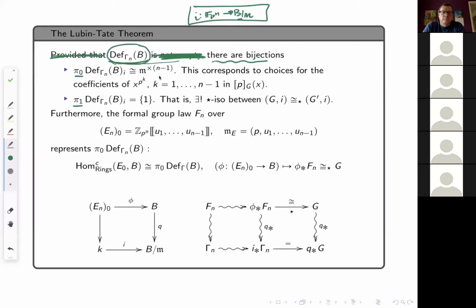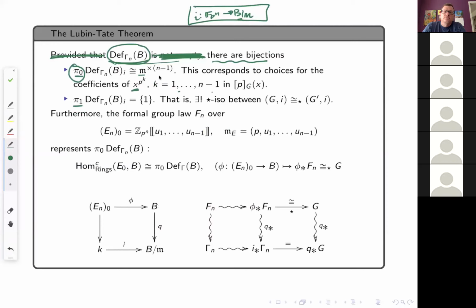And what the Lubin-Tate theorem says is that pi naught is going to be in bijection with the maximal ideal of B, taken n minus 1 times. So what does it mean? Picking a deformation up to star isomorphism is the same as picking n minus 1 elements of the maximal ideal. How do you think about this? These are the choices of the coefficients of x^(p^k) for k equal to 1 to n minus 1.